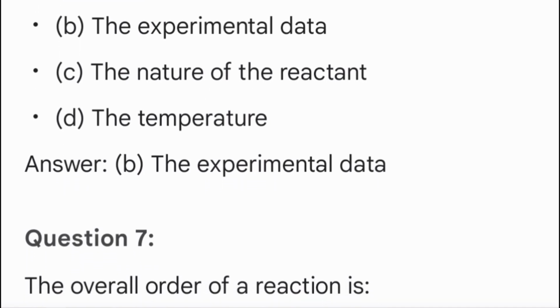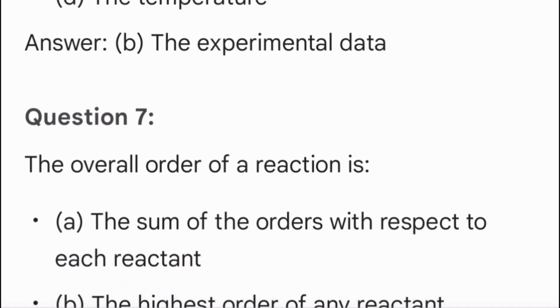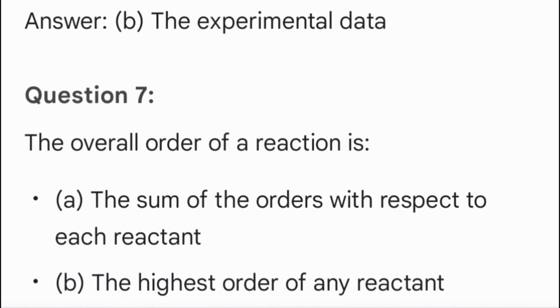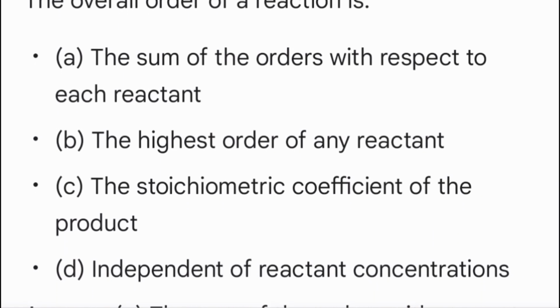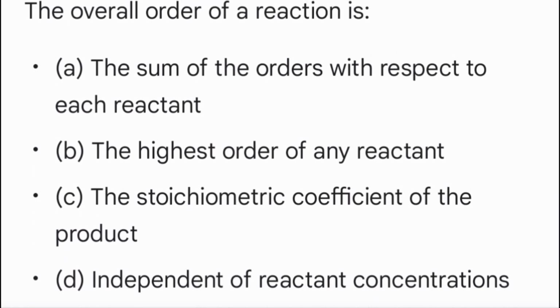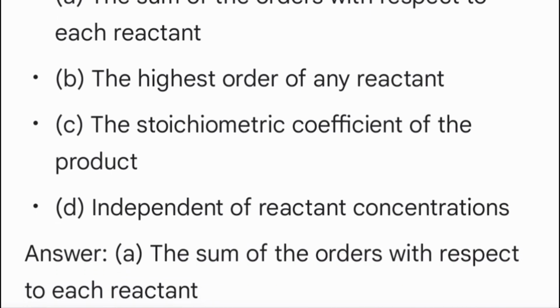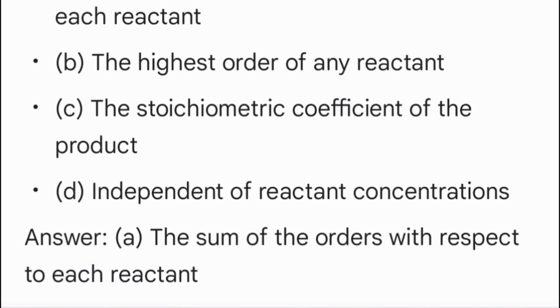Question 7. The overall order of a reaction is A. The sum of the orders with respect to each reactant. B. The highest order of any reactant. C. The stoichiometric coefficient of the product. D. Independent of reactant concentrations. Answer. A. The sum of the orders with respect to each reactant.